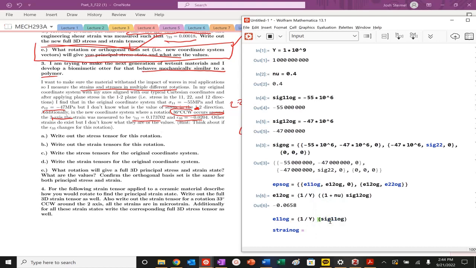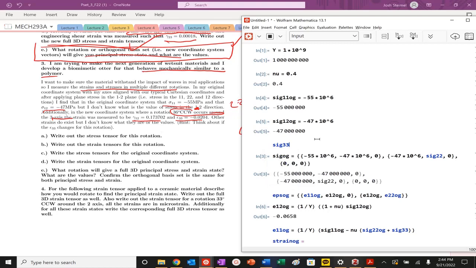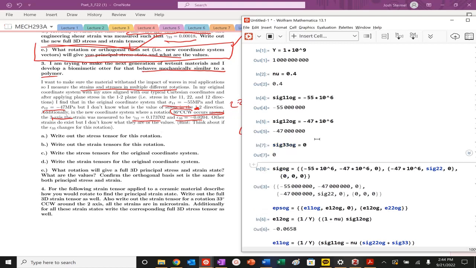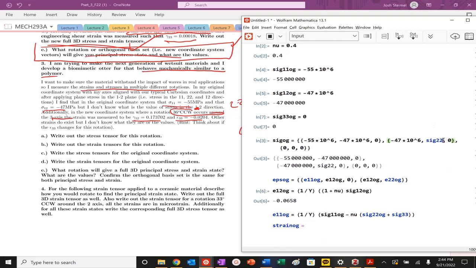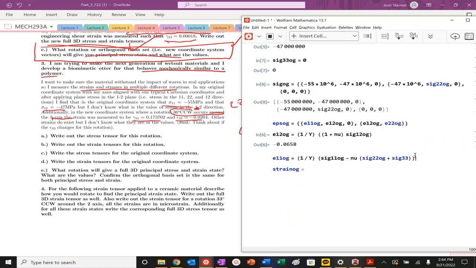E11 OG is just going to be sig11 OG minus nu times sig22 OG plus sig33 OG. There's no thermal strain here, so we don't have to worry about that, thank goodness. So we can just put that there. We know sig33 OG is basically 0. Sig22 OG, we're just making sure everything is consistent. Sig33 OG. And now we have that expression here. We can plug that in. We also know E22 OG, we know E33 OG, and so we can start to define those.